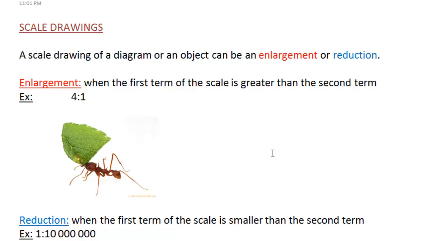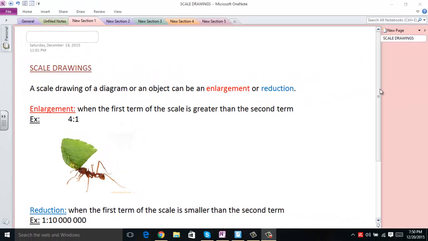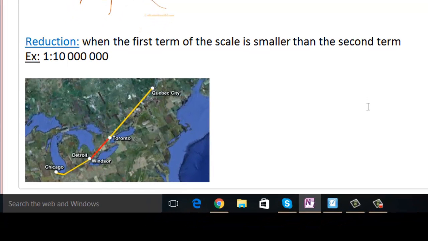What about reduction? Let's look at an example of reduction. Let's say the distance between Toronto and Windsor. By car, for sure it's going to take some time because it's a large distance. So how can I take this large distance and put it on a small card or small image? As you can see, this map in front of us is a good example of reduction.